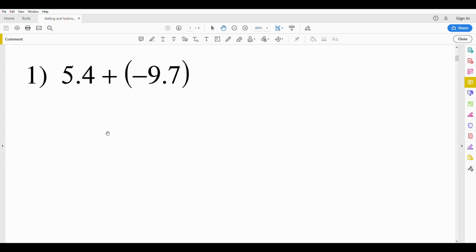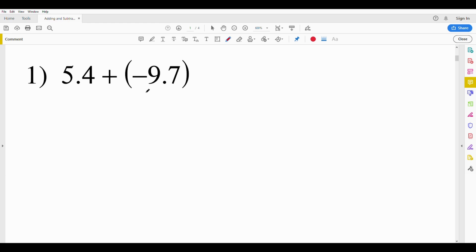So in number 1, we have 5.4 plus a negative 9.7. We can think of this as adding a negative is the same as subtracting a positive. But it's difficult to think about 5.4 minus 9.7. With integers, it might be a little bit easier to understand, and with decimals, it gets a little trickier. But let's think about it. We know how to figure out whether this number is going to be positive or negative. And how do we know that?